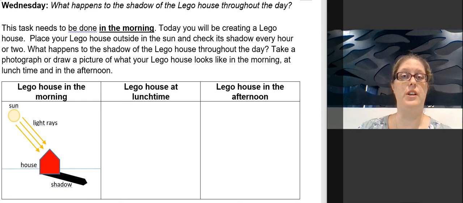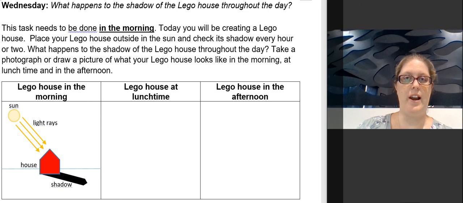So obviously your first job is to make a house out of Lego or out of blocks or something like that. If you don't have Lego or blocks, you can use a toy or some other object to replace it. So what you need to do is put your Lego house outside in the morning and put it in the same spot each time that we go out throughout the day.